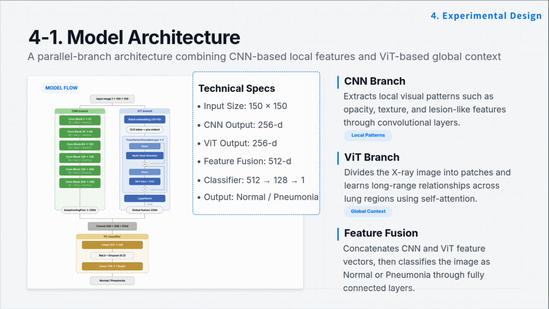Next is the model architecture. Our model uses a parallel branch hybrid structure with CNN and ViT branches. The CNN branch uses 6 convolution layers to extract local features such as opacity and texture patterns. The ViT branch divides the image into 10 by 10 patches, 225 in total, and learns global relationships using self-attention. The extracted features are fused and passed through fully connected layers for final classification.